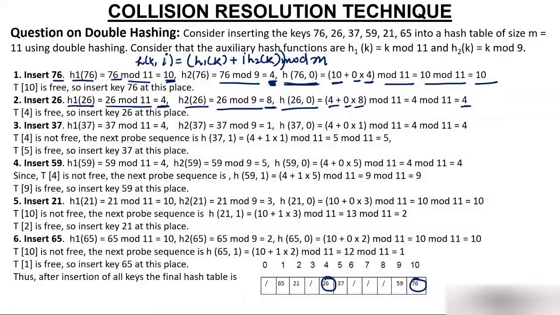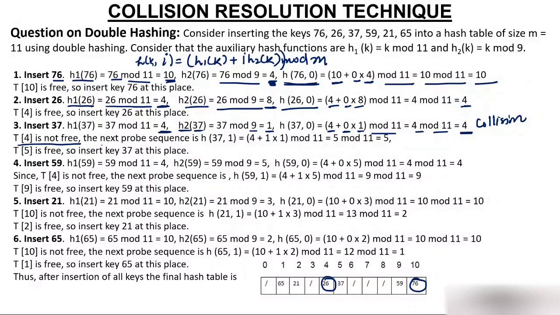Now 37. Now see the best part. h1(37) is 37 mod 11, you get 4. Then you apply 37 with the second hash function: 37 mod 9 will give you 1. Now h(37, 0): you put it in the formula. So 4, that is h1, i is 0, h2 is 1, mod 11 is 4. That is, you have to store 37 in the 4th position, but the 4th position is already occupied by 26. So this is a collision. So how to resolve the collision? Increase the value of i.